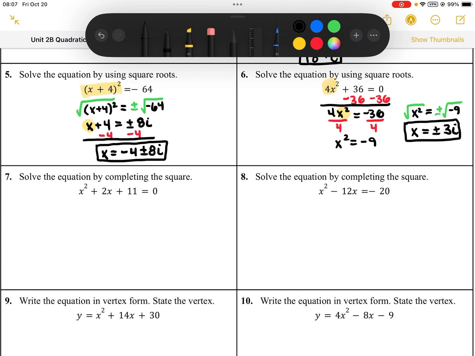Step 3, you're factoring that perfect square trinomial. Write it as a quantity squared. Step 4, take the square root of both sides. Don't forget your plus or minus. And then step 5, solve for x.